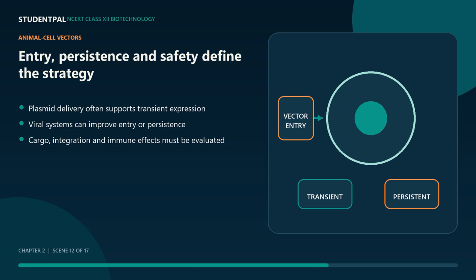Viral-derived systems can provide efficient entry and, depending on the design, longer persistence or integration. These advantages introduce additional questions. What is the host range? How much cargo can be carried? Is integration intended? Could insertion disrupt cellular DNA? And could viral components trigger an immune response?